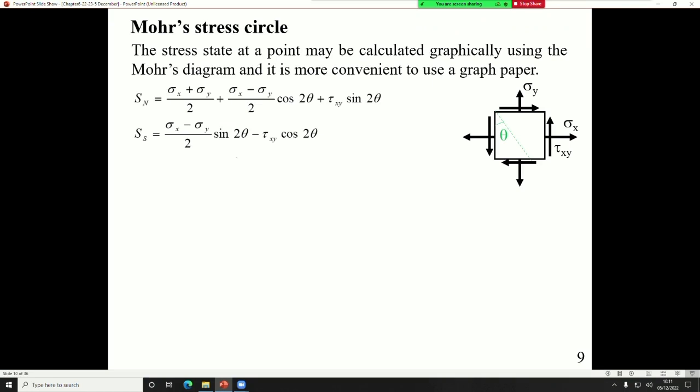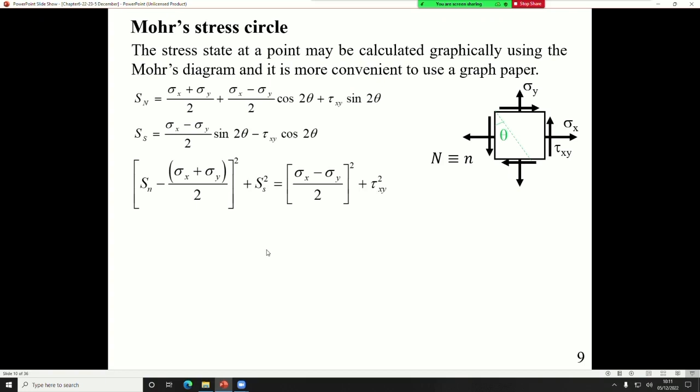Now I'm going to eliminate theta between these two equations. I'm going to transfer this term to the left-hand side, square it, and add it to the square of the second equation. So this is the term which is transferred to the left-hand side and squared, plus the square of Ss, the shear stress. Now, sine squared of 2 theta plus cosine squared of 2 theta is equal to 1. So in that case, we can easily prove that the summation of these two terms is equal to this value.